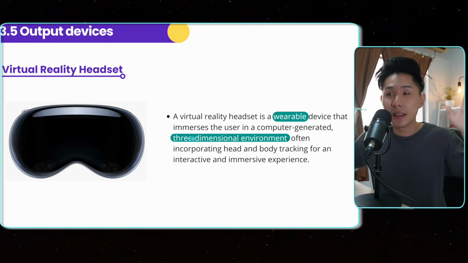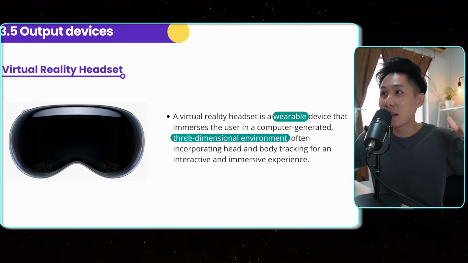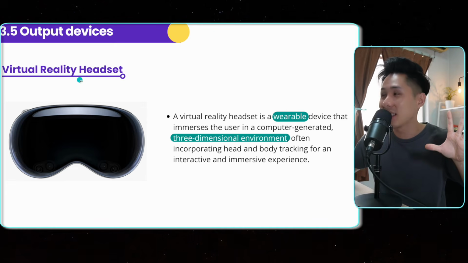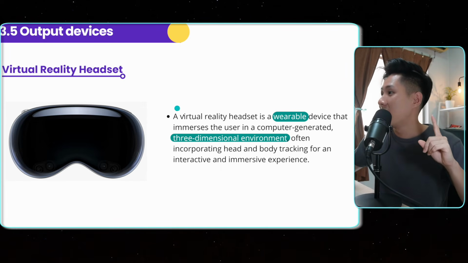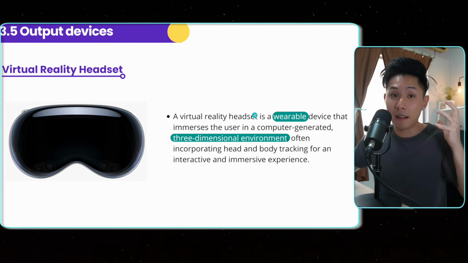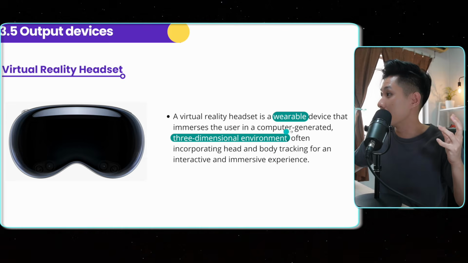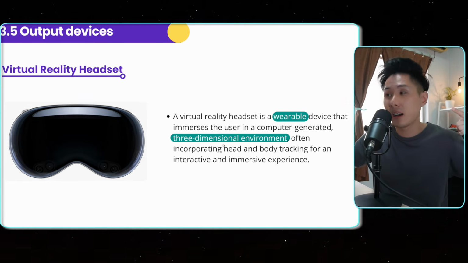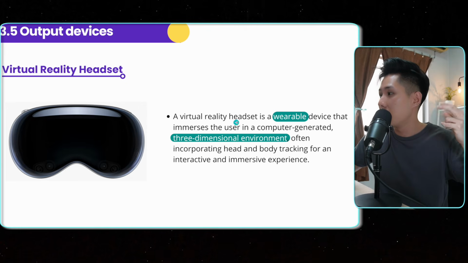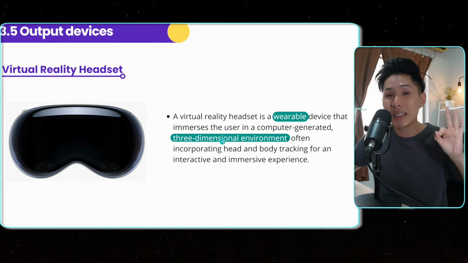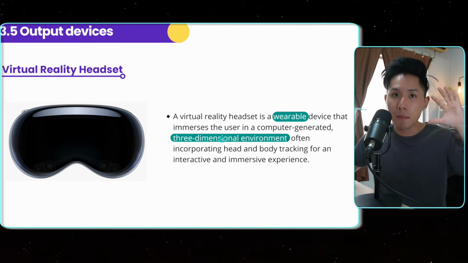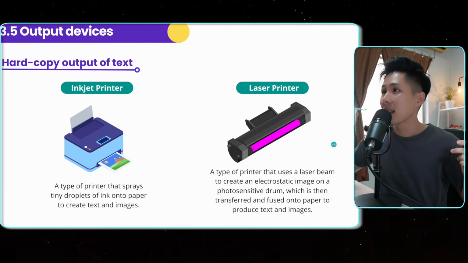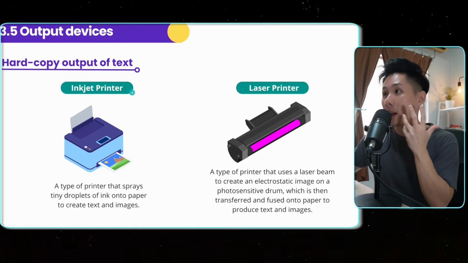So that's for display, but there's another type of display that is on the trend now, which is the virtual reality headset. Check out Metaverse. A virtual reality headset is a wearable device that immerses the user in a computer-generated three-dimensional environment. What you are seeing on the monitor now may be two-dimensional, but a VR set provides a three-dimensional environment that helps you to immerse into the environment completely. So that's for screen. What about text?